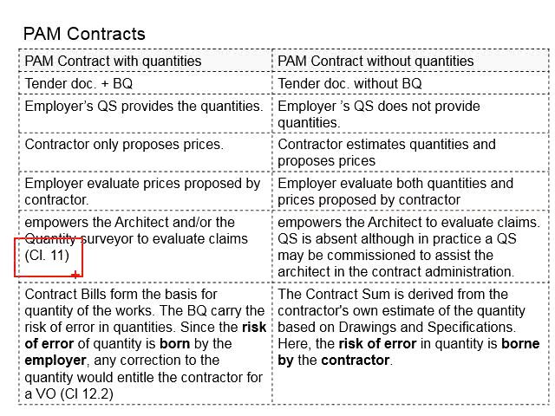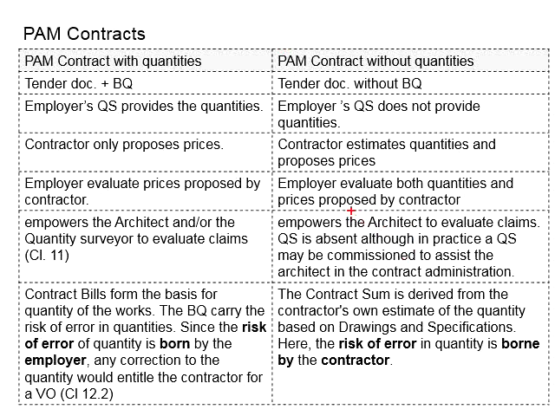That's why later in clause 11, the PAM contract only empowers the architect to evaluate the claim, compared to the PAM contract with quantities, where the quantity surveyor may be involved, but here there is no empowerment given to the quantity surveyor. Just now we mentioned that even though it is as if the quantity surveyor is absent, in practice there is still a quantity surveyor appointed by the employer, assisting the architect in the contract administration.